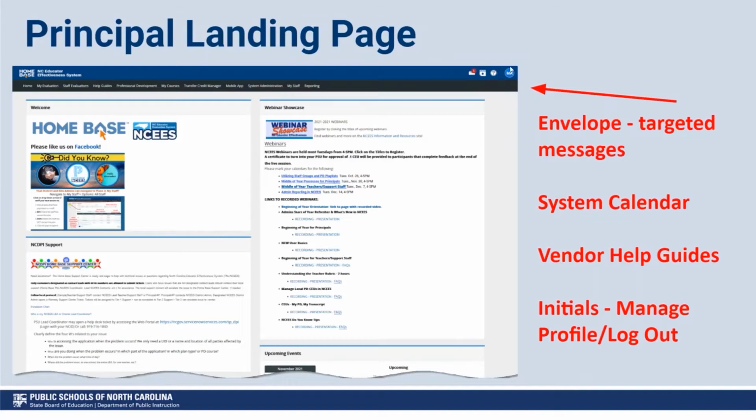The last icon at the top is a circle with your initials in it. So you used to see your name, but now they've updated that to only show your initials. And when you click on that, you can go to the Manage Profile screen, or you can log out from there. Excuse me just a minute.